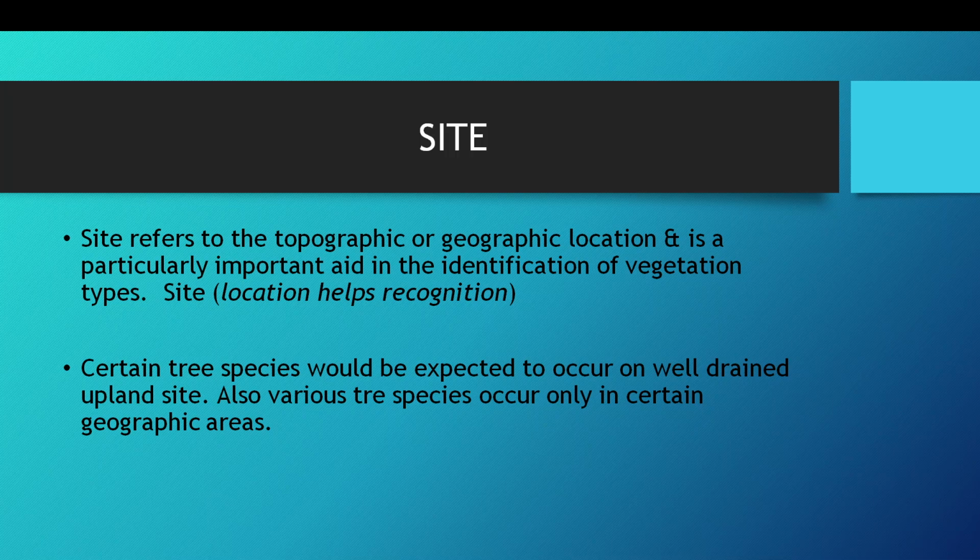Then we have site. The concept of site in image interpretation. Site refers to the topographic or geographic location of an area, which plays a crucial role in identifying vegetation types. Knowing the site helps in recognizing special environmental conditions that influence plant growth. For example, certain tree species are commonly found in well drained upland areas, while others thrive only in specific geographic regions. In short, understanding the site's characteristics can greatly aid in identifying vegetation and land features based on their natural location.